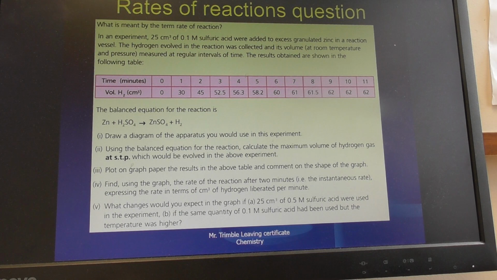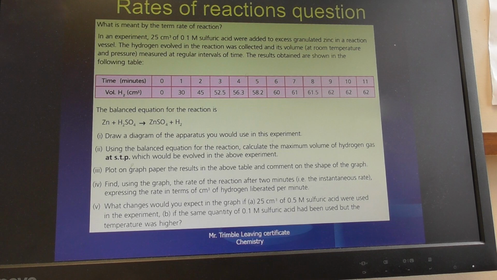In an experiment then, 25 cm cubed of a 0.1 molar sulfuric acid solution was added to excess granular zinc. So this is an acid and a metal, which always gives rise to hydrogen gas and a salt. The hydrogen gas evolved in the reaction was collected and the volume measured at room temperature and pressure. Room temperature and pressure is normally assumed to be 25 degrees Celsius and 101 kilopascals, and measured at regular time intervals. The results obtained were as in the following table.